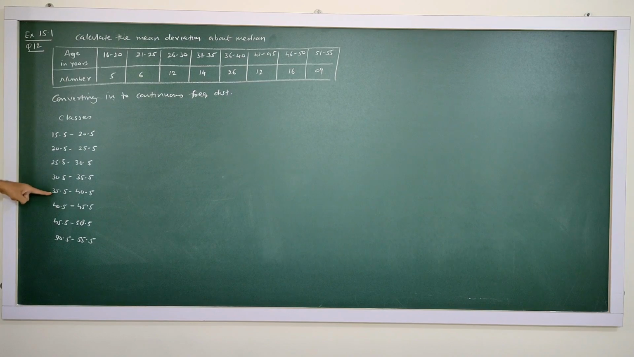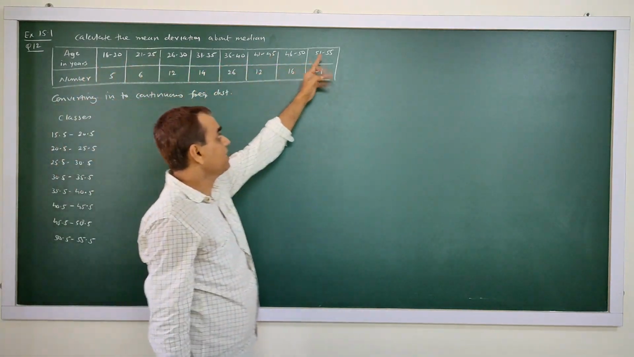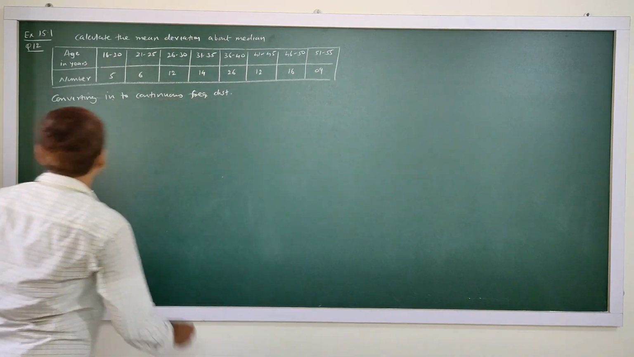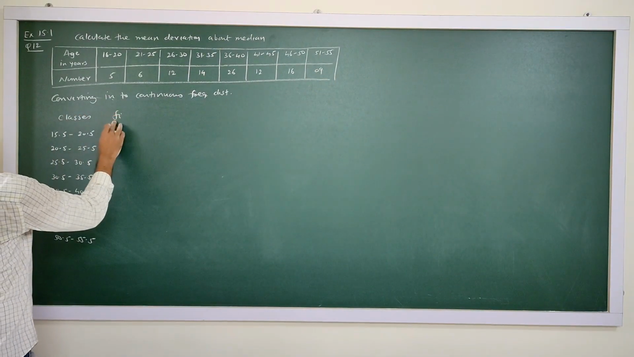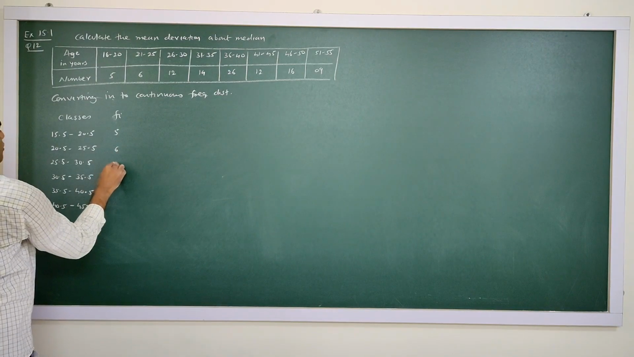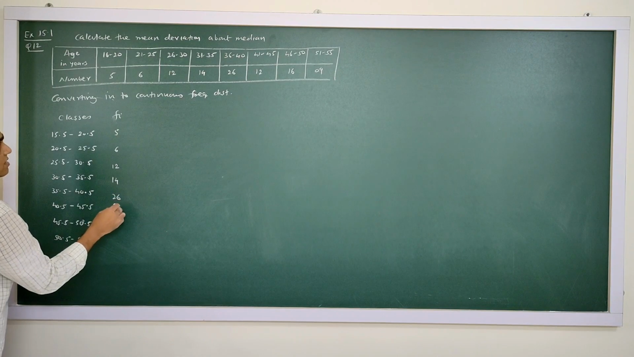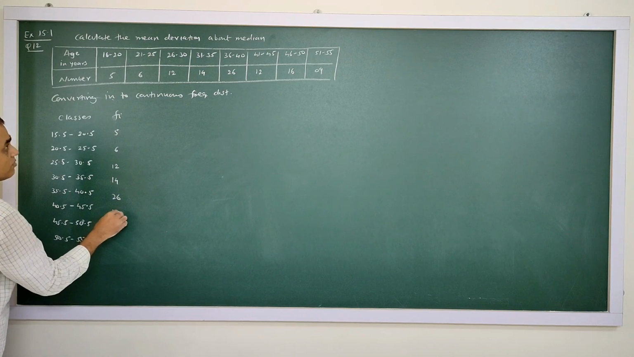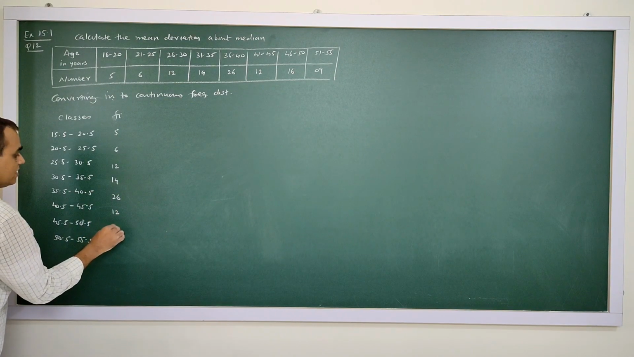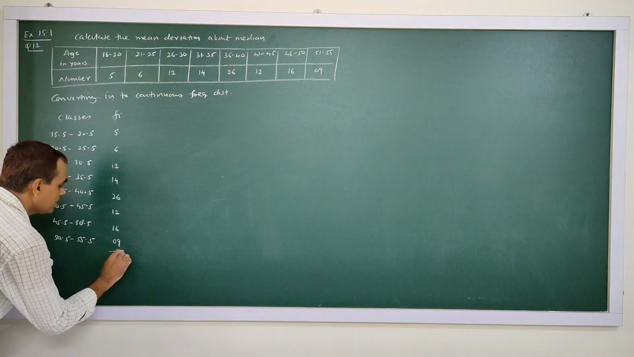1, 2, 3, 4, 5, 6, 7, 8. And here we take frequency fi as 5, 6, 12, 14, 26, 12, 16, and 9. Here the total of these numbers is 100.